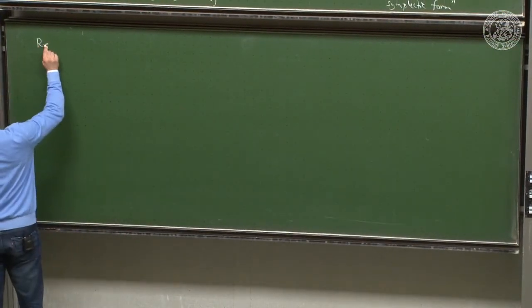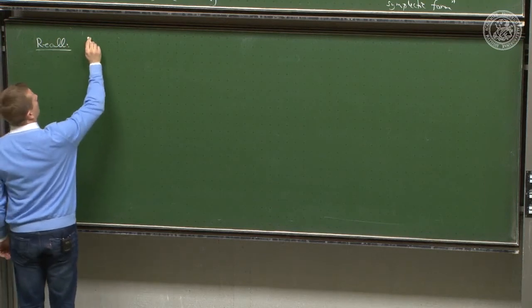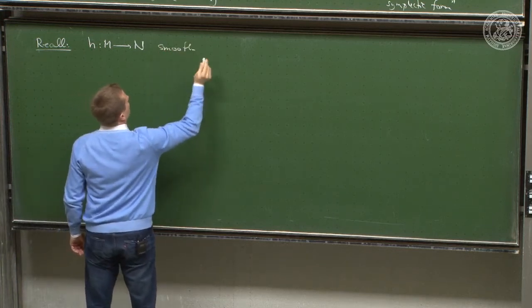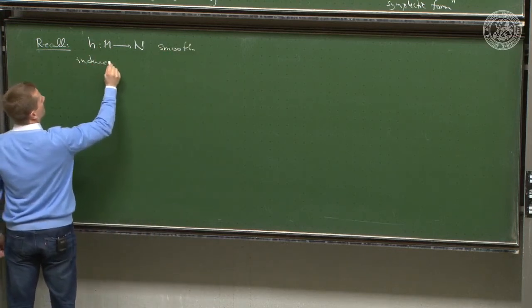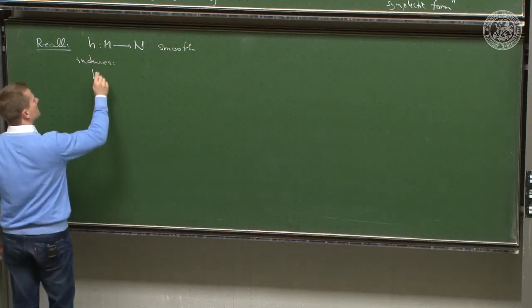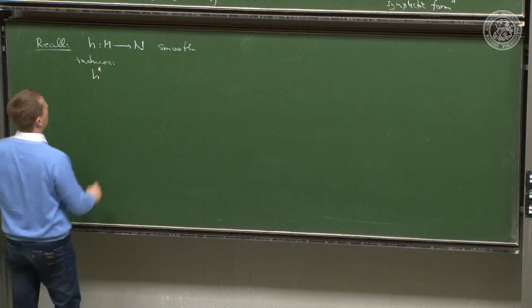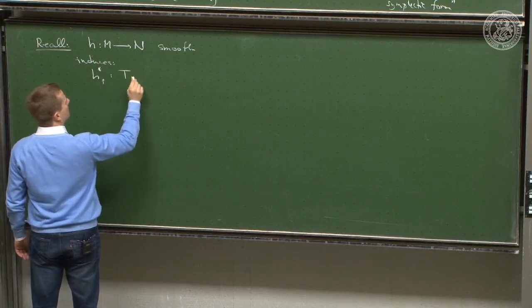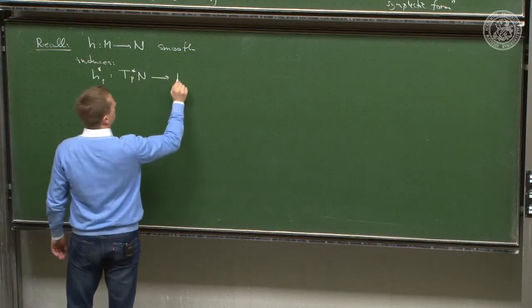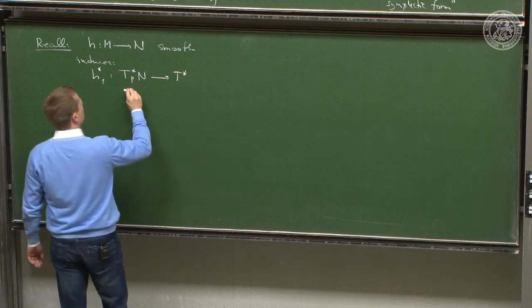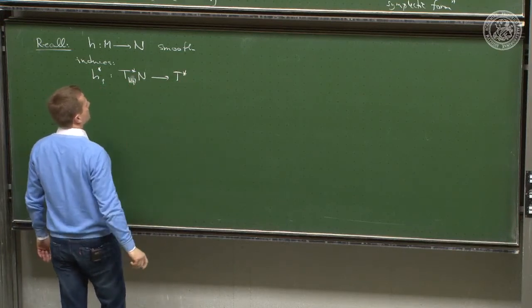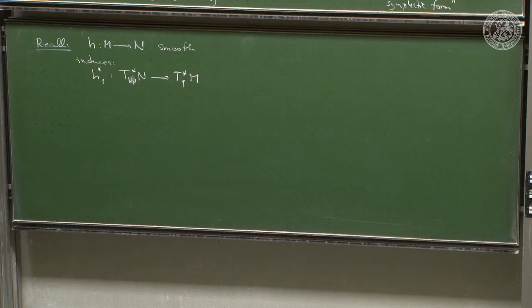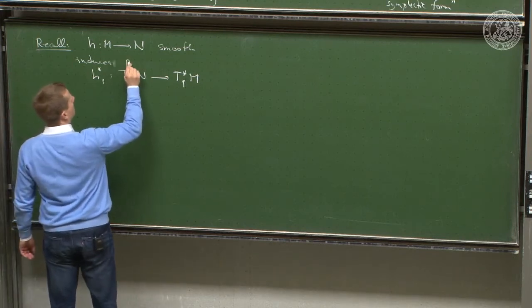So you recall that if we have a smooth map H between two smooth manifolds, this induces maps H star, the so-called pullback maps, at certain points P, but they go the other direction. They go from T_{H(P)} star N back to T_P star M. It induces pullbacks.